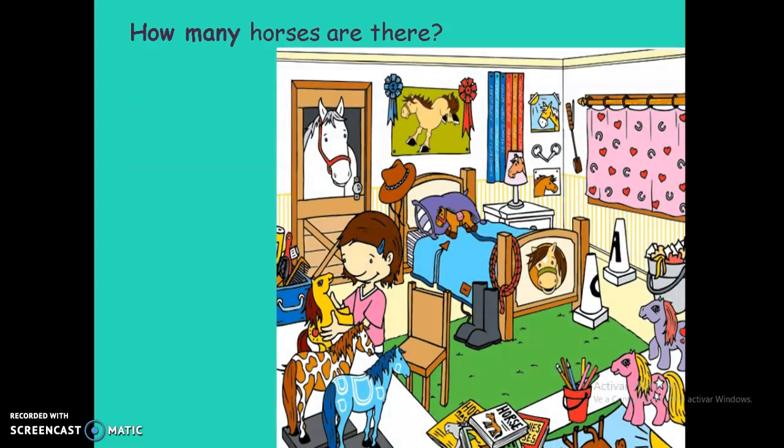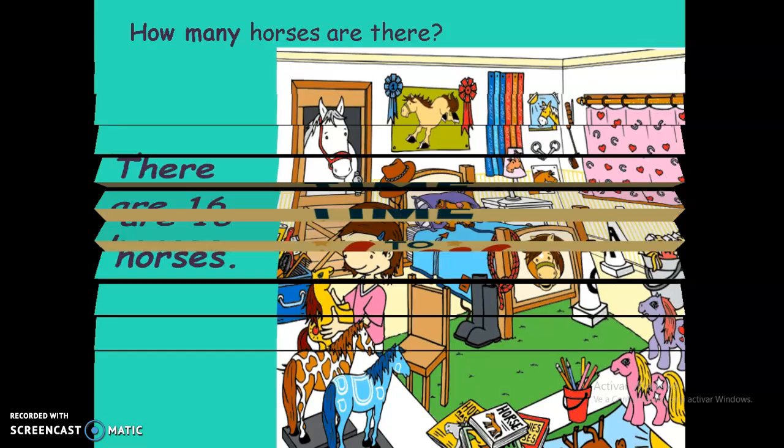Our next exercise is about these horses. I want you to look very closely at the picture and very carefully and tell me how many horses you see in this picture. Pause the video and the answer is going to appear in 5, 4, 3, 2, 1. If you counted 16 horses, you were totally correct. Excellent, guys.